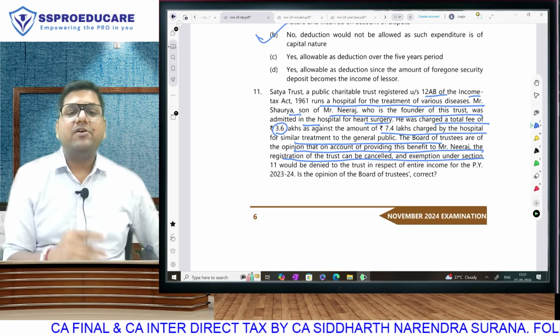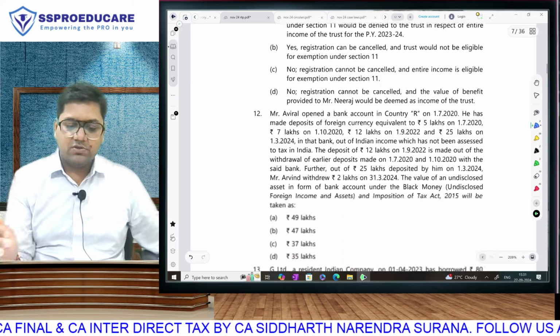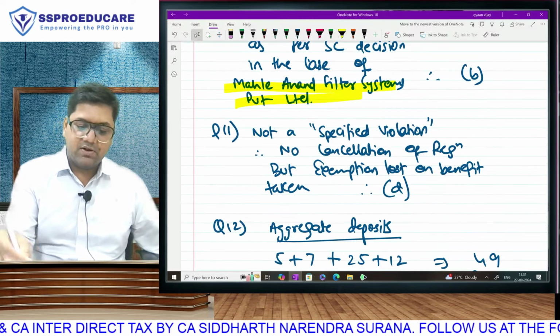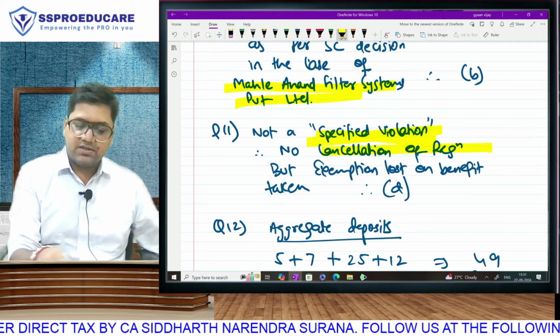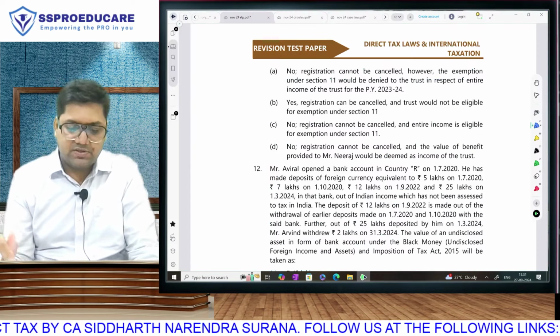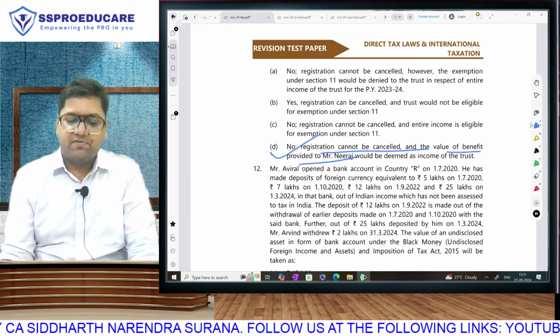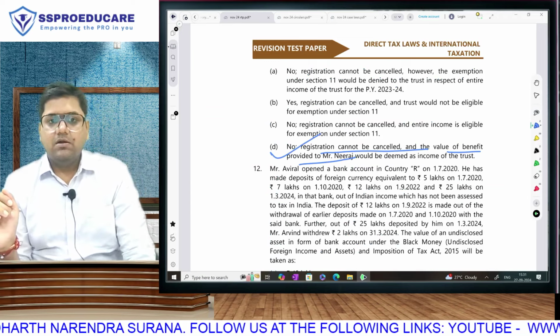However, is this benefit to specified person? So as per section 13, exemption can be withdrawn. So exemption will be gone, but registration will not be cancelled. Why? Because this is, ladies and gentlemen, not a specified violation. No cancellation of registration, but exemption can be withdrawn, and therefore we will choose our option D. No, registration cannot be cancelled, and value of benefit provided to Mr. Neeraj will be deemed to be income of the trust.